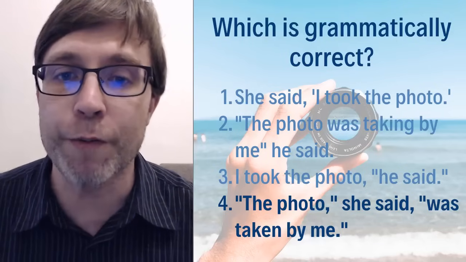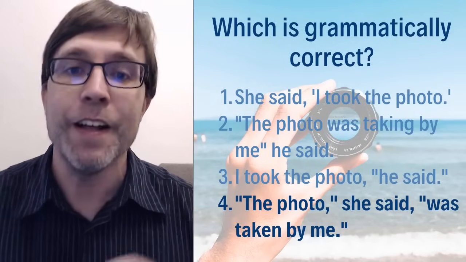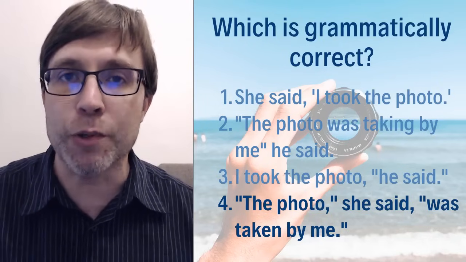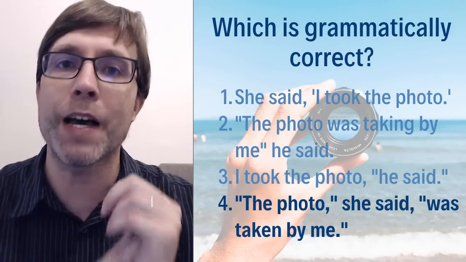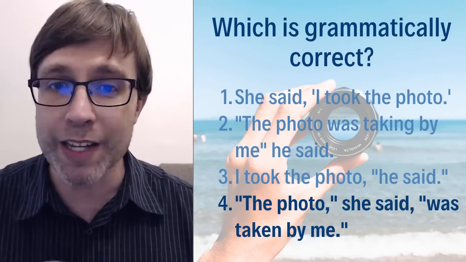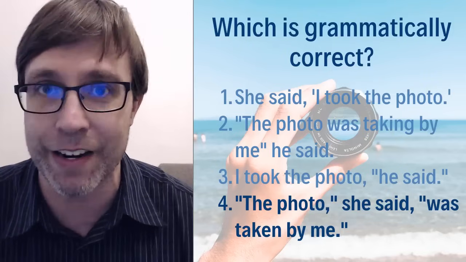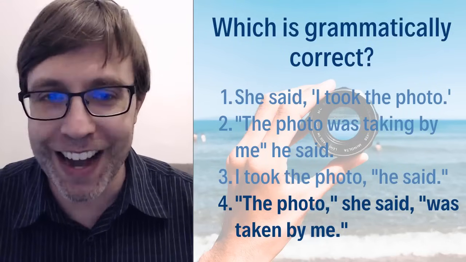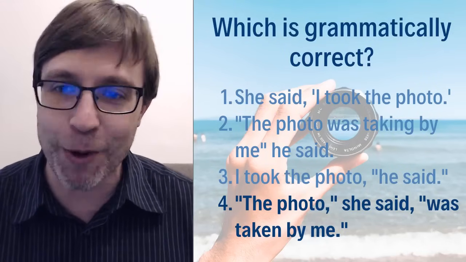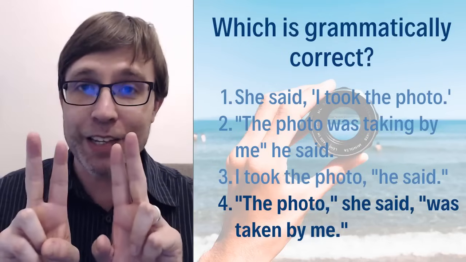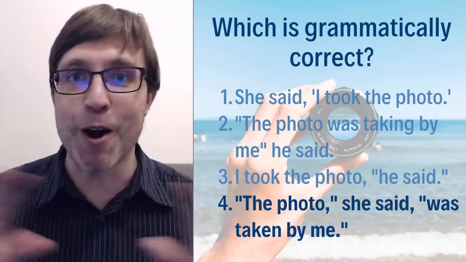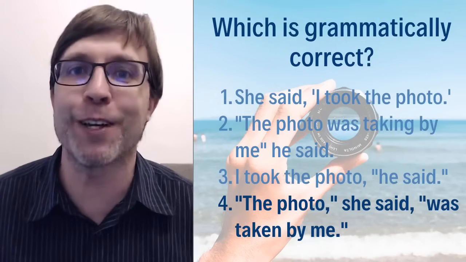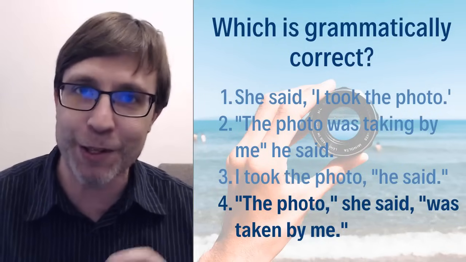The next one, number 2, the photo was taken by me, he said. This is an example of the passive voice, all right? In that case, you're using the verb to be followed by the past participle. Instead of was taking, it should be was taken, all right? So was taking, that is incorrect. Number 3, I took the photo, he said. In this one, number 3 is incorrect because the quotes are around the wrong part of the sentence. You don't want to put the quotes around he said. You want to put the quotes around I took the photo. So number 3 is incorrect.